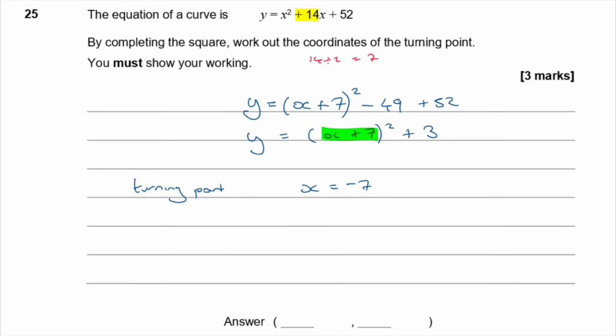So the turning point is going to be when x is -7. Now if x was -7, that bracket would disappear and it would just leave you with 3. So y is equal to 3. Okay, so the coordinates then are -7, 3.